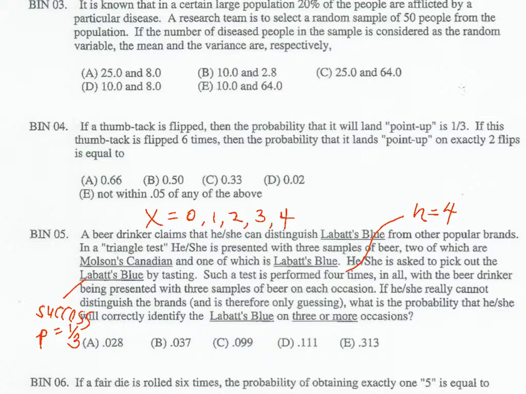What we want to answer, and it's usually in the last sentence, is the probability that he or she will correctly identify the Labatt's Blue on 3 or more occasions. So we want to calculate 3 or more occasions. So our K for our formula would have to be 3 or 4. So we have to calculate the formula twice. Once with K equals 3, another time with K equals 4, and we need to sum those probabilities.